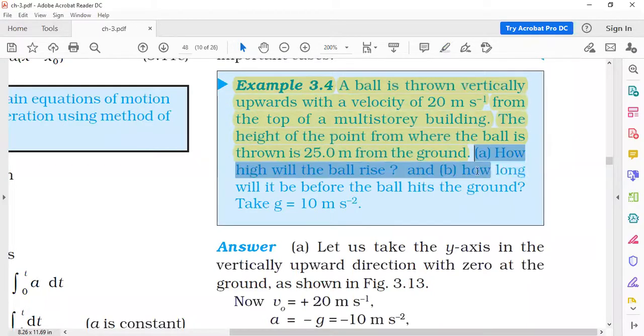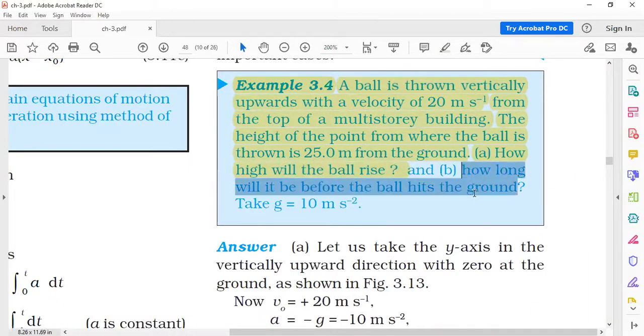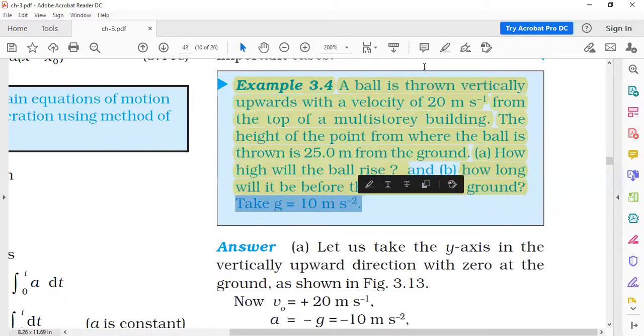A, how high will the ball rise? B, how long will it be before the ball hits the ground? Take acceleration due to gravity as 10 meters per second square.